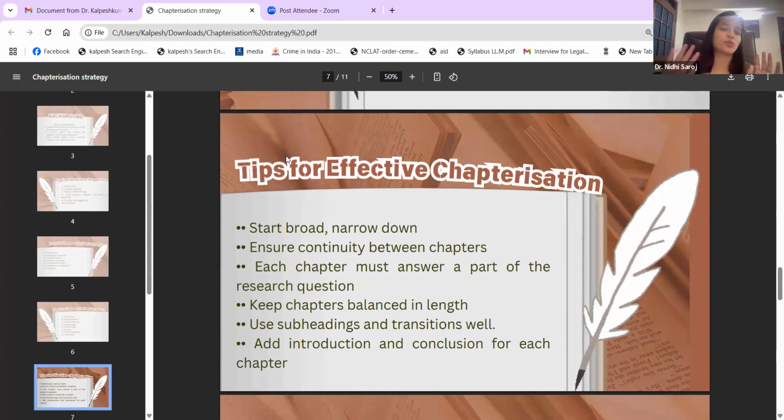Initially, the chapters that I chose were very broad. Because it's on parental incarceration, and it was a socio-legal study, one chapter would be dedicated to parental incarceration. Because it is a socio-legal study, one chapter I will have on society, child, and law. Because it is parental incarceration and its impact, please understand I'm focusing on each and every word of my title, and on that basis I have drafted my research questions.